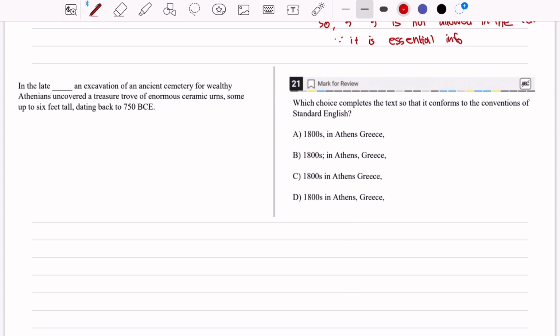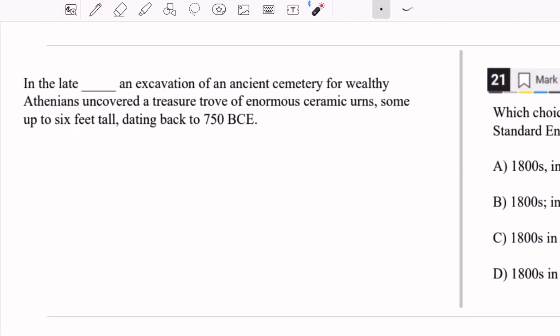The next question is, which choice completes the text so that it conforms to the conventions of standard English? So the text is, in the late blank, an excavation of the ancient cemetery for wealthy Athenians uncovered a treasure trove of enormous ceramic urns, some up to 6 feet tall, dating back to 750 BCE.